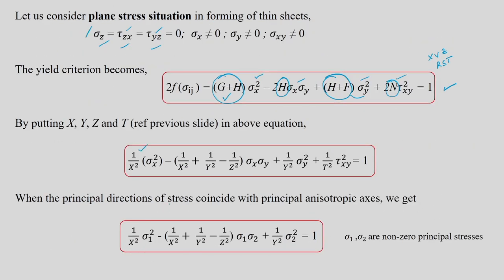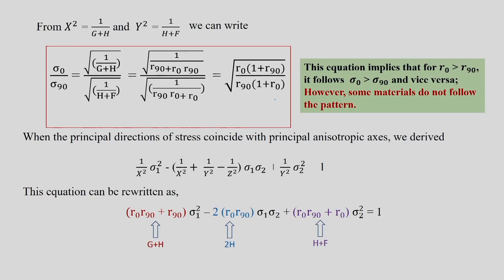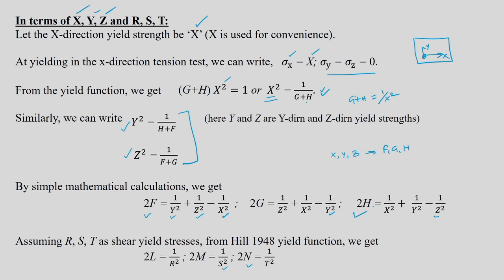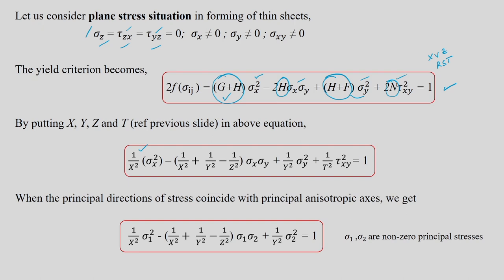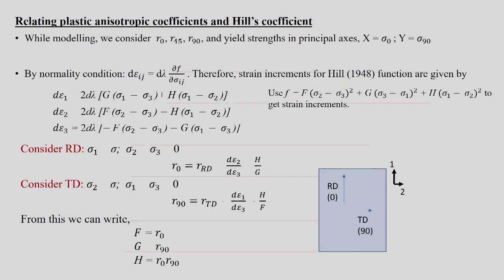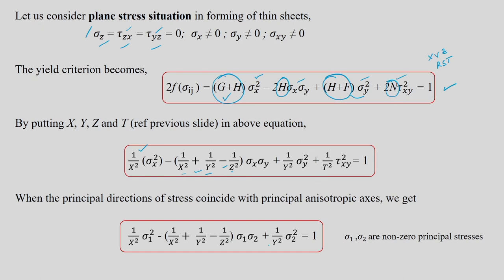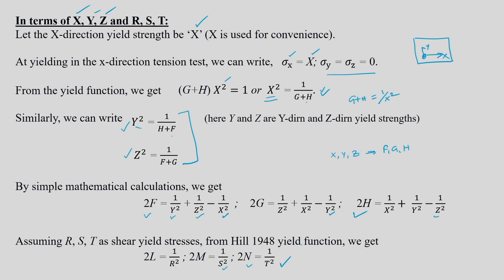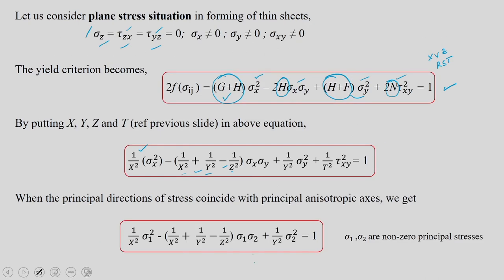So, 1 by X square into sigma x square minus 2H. What is 2H for me? 2H is 1 by X square plus 1 by Y square minus 1 by Z square, with the plus and minus signs as they come. So minus is retained, sigma x sigma y, plus H plus F, which is 1 by Y square. That is also substituted here. 2N is nothing but 1 by T square, which I already wrote. So this equation, you will see, is in the general coordinate system but in plane stress. Now, in place of our F, G, H, we have written it in terms of material properties.